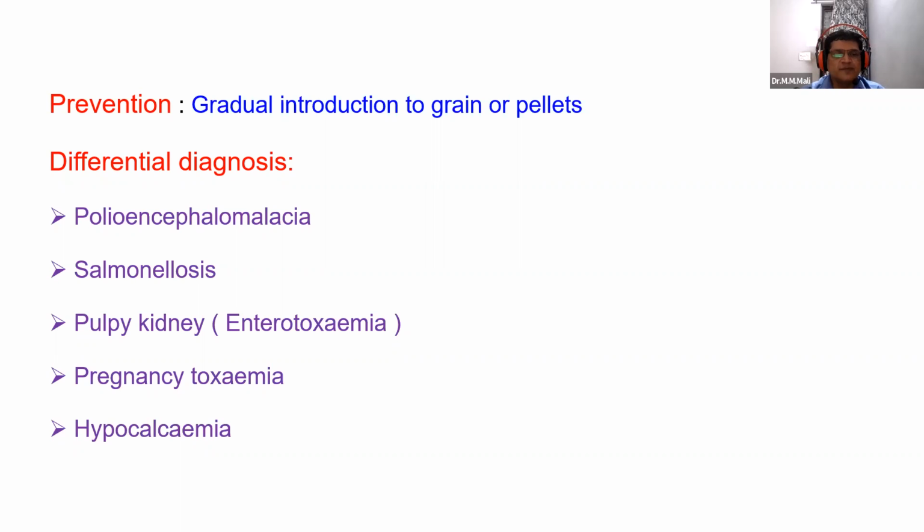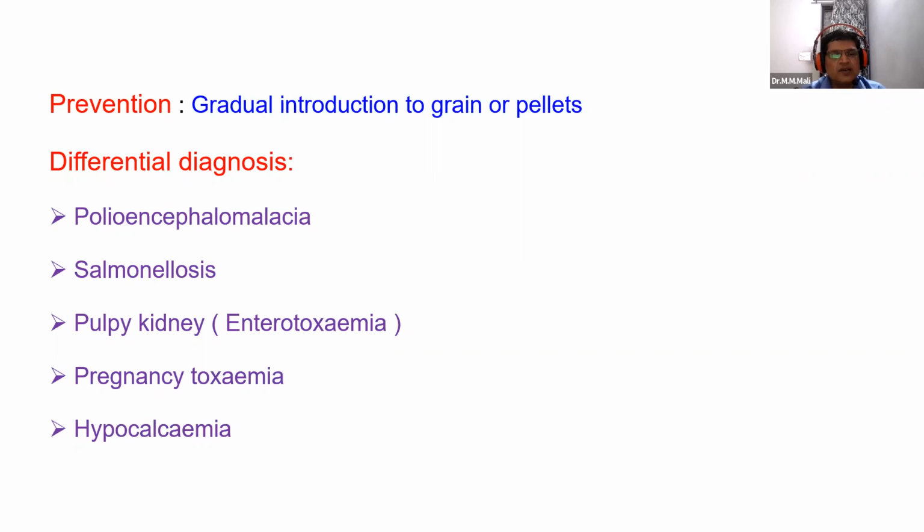Salmonellosis is also a disease caused by bacteria, but the animal will show direct signs. In case of pulpy kidney disease or enterotoxemia, the animal has a history of sudden acute toxemia, and direct signs will be there. As we all know, in the field, pulpy kidney disease or enterotoxemia is always seen just after the rainy season. So an acidosis-like condition just after the rainy season should always be suspected for pulpy kidney disease. Pregnancy toxemia can be differentiated from actual ruminal acidosis by the history of pregnancy or multiple fetuses.